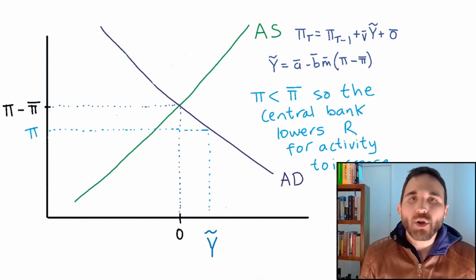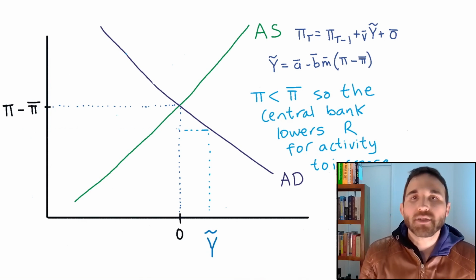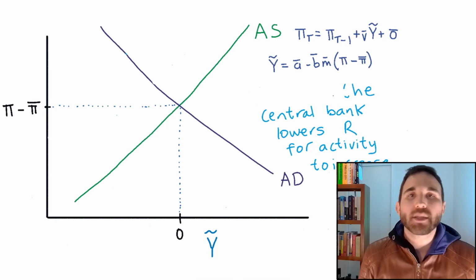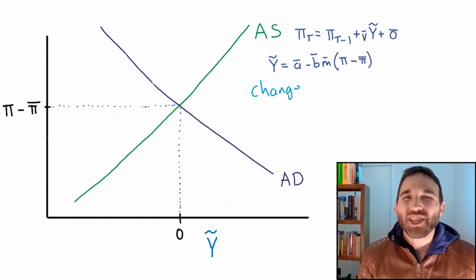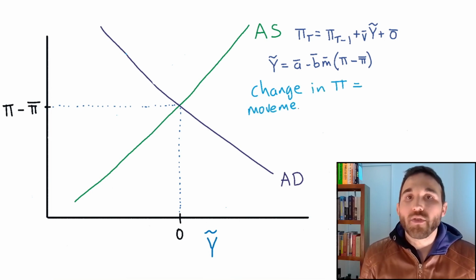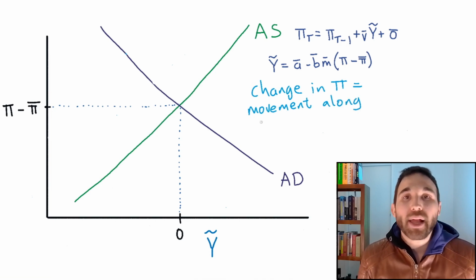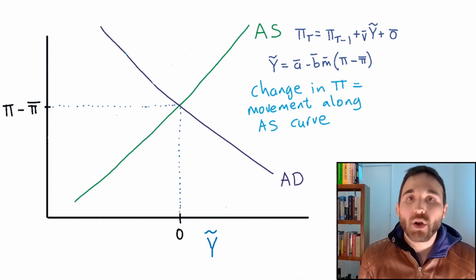So to finish up this video, what does it mean to move along a curve, and what does it mean for a curve to shift? Okay, let's start off with the aggregate supply curve. Is it a change in inflation? You might think so, but it's actually not. A change in inflation is a movement along the curve, because the aggregate supply curve is change in inflation mapped against the output gap. So a change in inflation simply moves us along the curve.